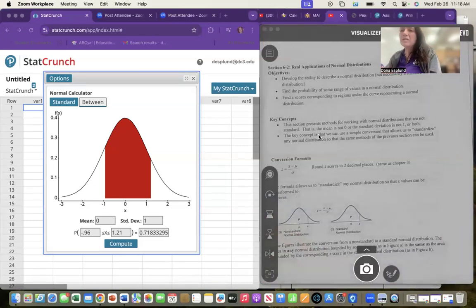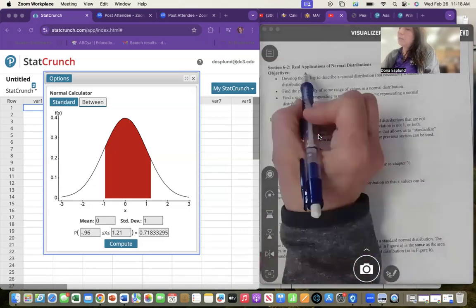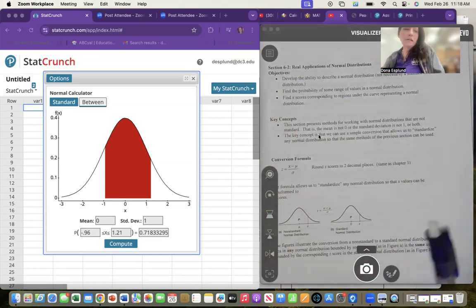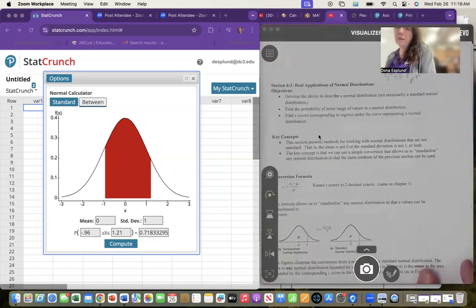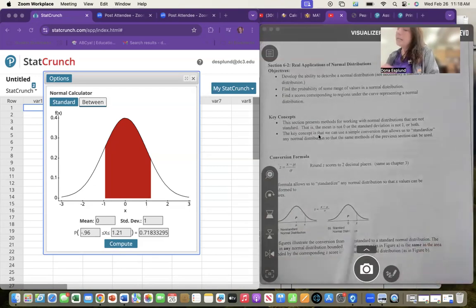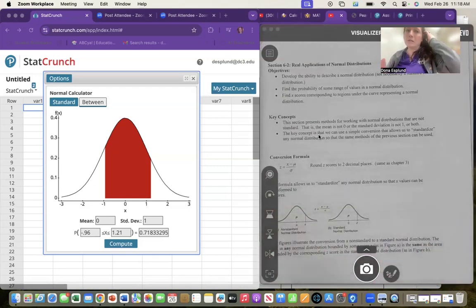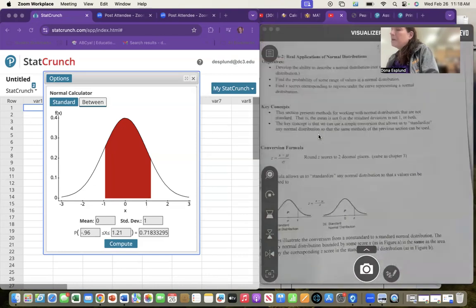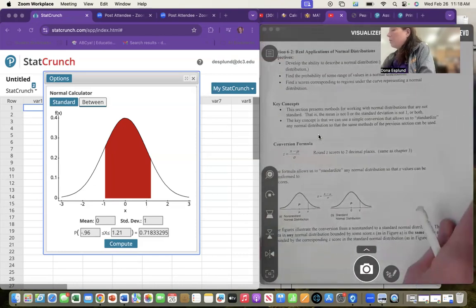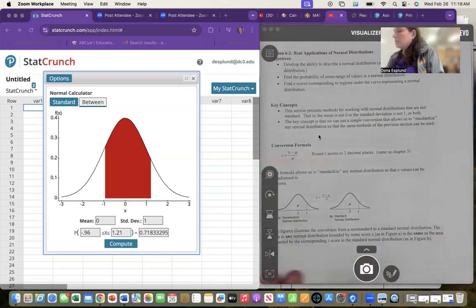To me, it's a lot more about the real applications with this one, which I think is so true, because we're going to have some problems where we can actually use different means and standard deviations. Now, I'm also going to say that StatCrunch to me is way easier to use than the tables. Remember, you have that option on your homework as well as any of the tests, but for this video only I'm going to use StatCrunch.